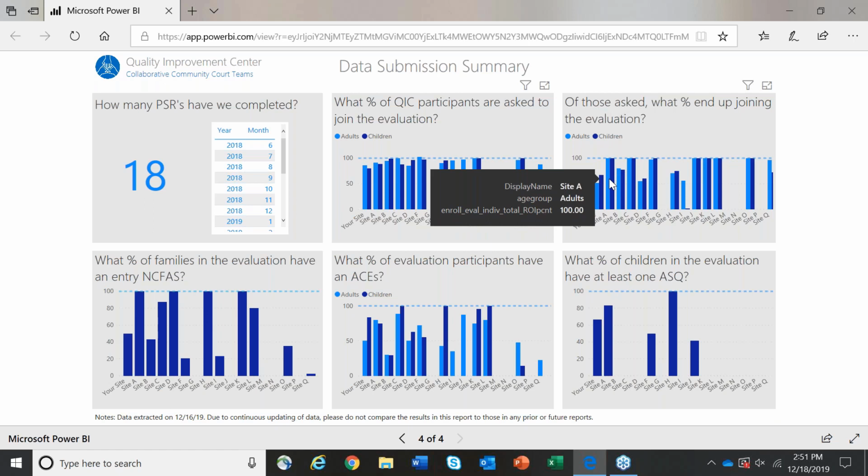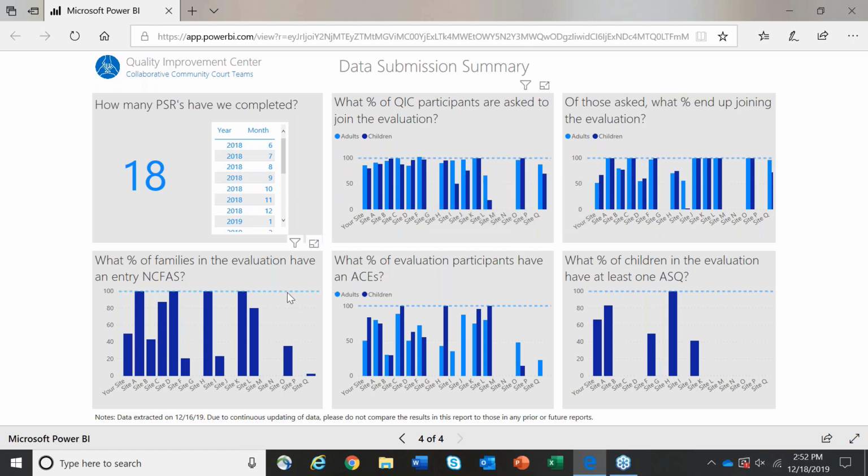However, if you do have quite low rates of evaluation enrollment, it might be useful to talk to your evaluation liaison about that, particularly if you're not quite sure why, and we may be able to sort through some things, see if there's a particular concern that your participants are having that we can address.